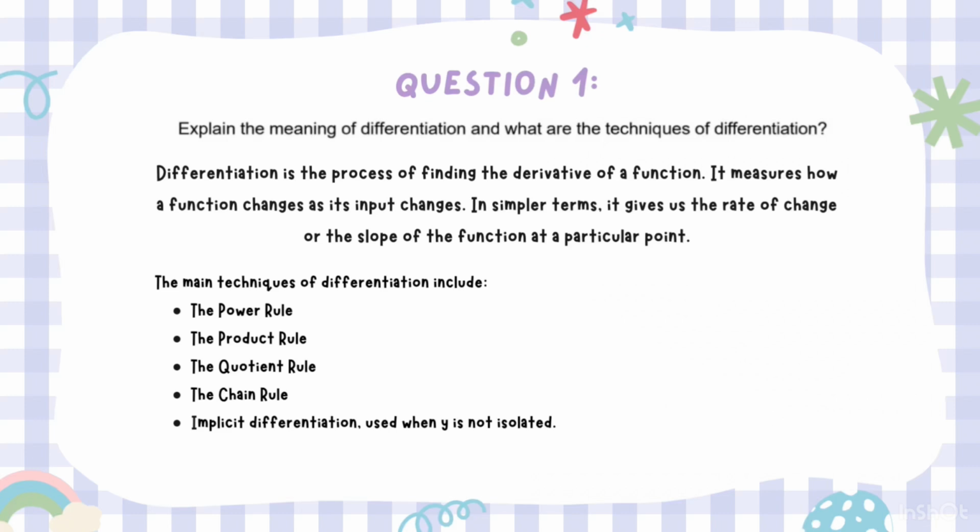The fourth one is chain rule. The formula for chain rule is: if y equal to f of g of x, then dy over dx equal to f prime of g of x dot g prime of x. Use the chain rule for composite functions where one function is inside another. And the last one is implicit differentiation. Use this when an equation involves both x and y and it's hard or impossible to solve for y explicitly.